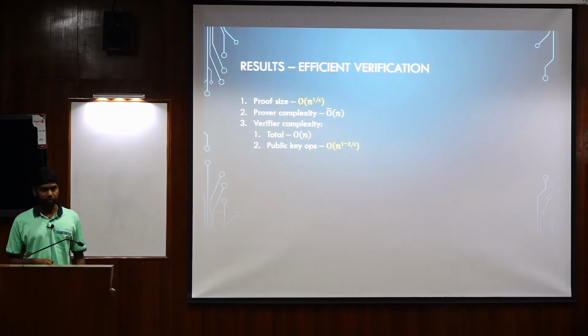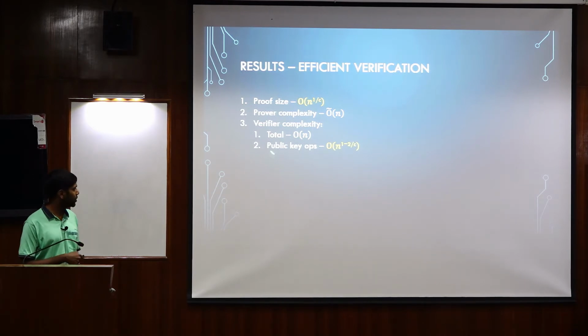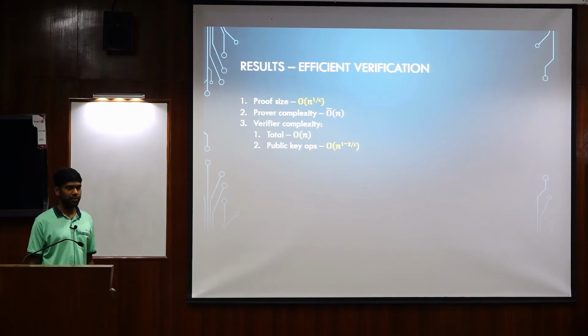And then we have a second version where the proof size remains the same, but we further reduce the number of public key operations that the verifier uses, and potentially we can also batch the verifier complexity to be lesser. So that's it.